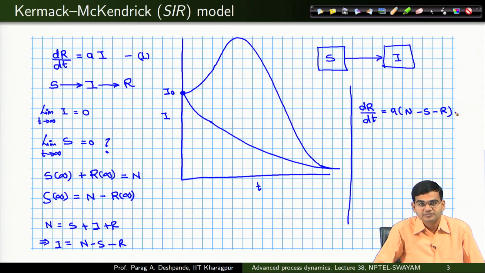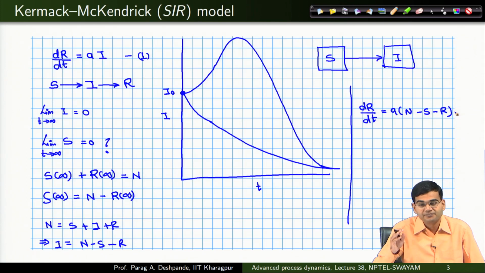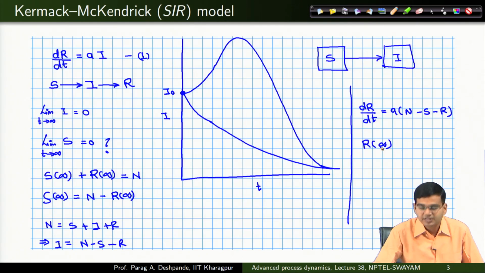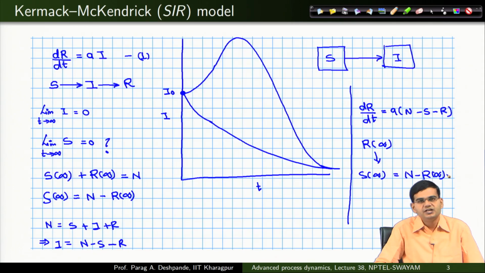So, now you have an equation in front of you, and now you would need to solve this equation. So, if you know the time evolution of S, you can substitute that here, you can solve for R, and from here you can solve for R infinity, from where you can get S infinity is equal to n minus R infinity. This is one of the approaches to determine this. Okay.